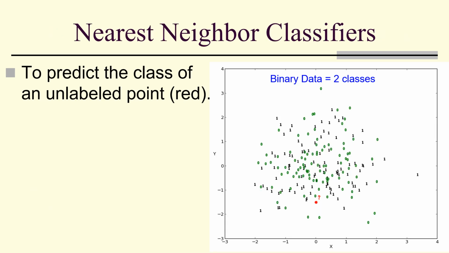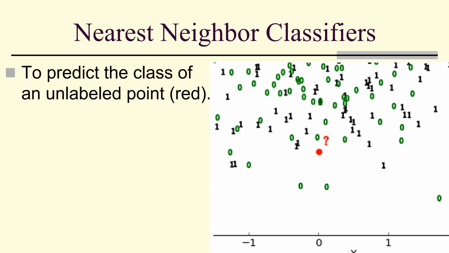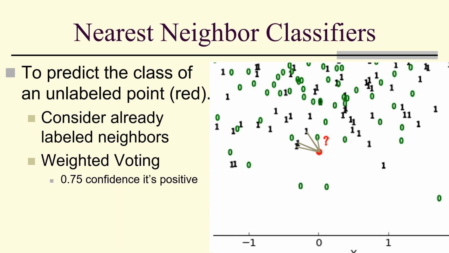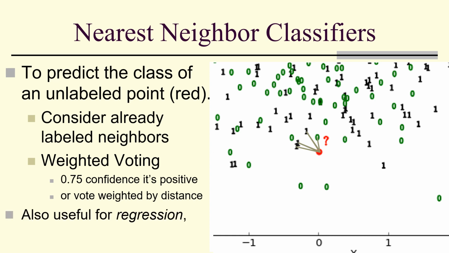So what is a nearest neighbor classifier? Well, to predict the class of an unlabeled point, in this case red, instead of separating, we simply look at its nearest neighbors that already have labels. And now we can do a weighted voting scheme, perhaps 0.75 confidence that the red point is positive, or we may vote weighted by distance. We could also do regression by taking averages or some other numerical calculation over the values of the neighbors.